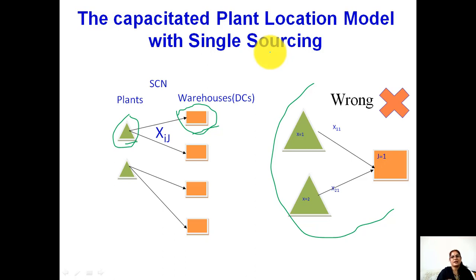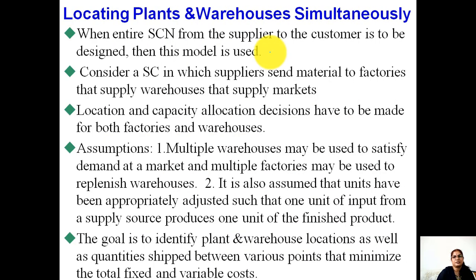In the previous network we had this kind of thing. Now we are not supposed to have it. This particular warehouse is being served by two plants. That is not correct. If this is a customer, it should have only one source. Whereas here, this customer has only one source, this customer has only one source, and this customer also has only one source. That is the meaning of single sourcing. If single sourcing is specifically asked, the network should also be drawn very specifically and carefully.